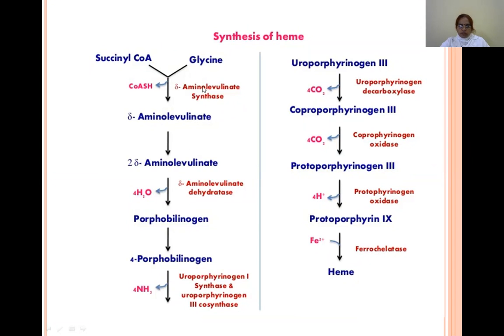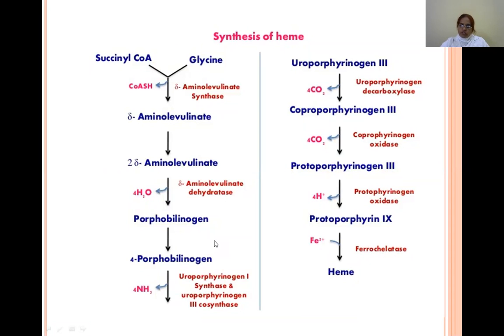See here, the formation of porphobilinogen. Two molecules of delta aminolevulinate condense together to produce the porphobilinogen. This reaction is catalyzed by delta aminolevulinate dehydratase, that is ALA dehydratase. This is a zinc-containing enzyme. Don't forget, ALA dehydratase is a zinc-containing enzyme. It is sensitive to lead. The action of ALA dehydratase is inhibited by lead.